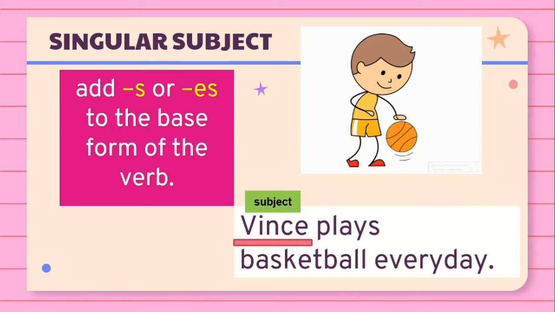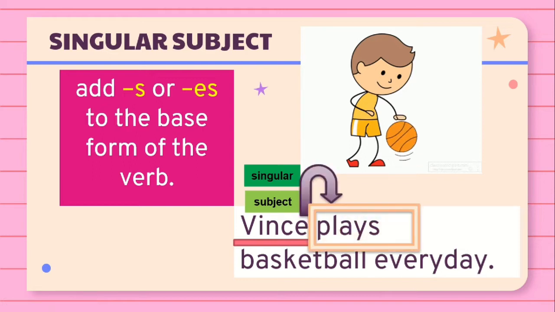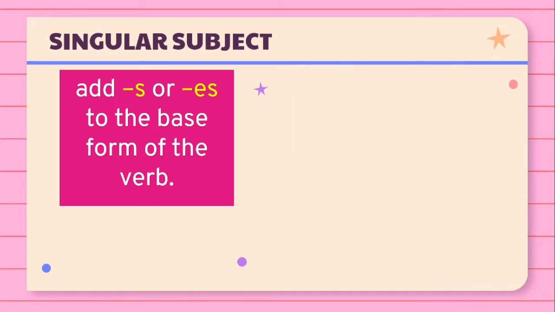Now, since we are only talking about Vince in the sentence, then we consider that we only have a singular subject. Now, notice the verb that follows right after Vince. Since the rule states that we have to add S or ES to the base form of the verb, then for our verb, which is play, that's the base form, then we should add S to it. So again, your verb here should have S. So that becomes plays.